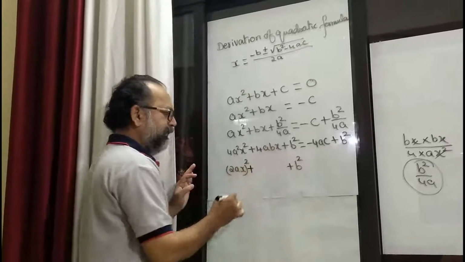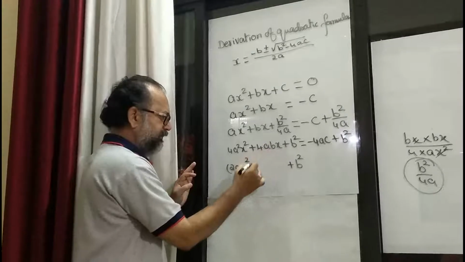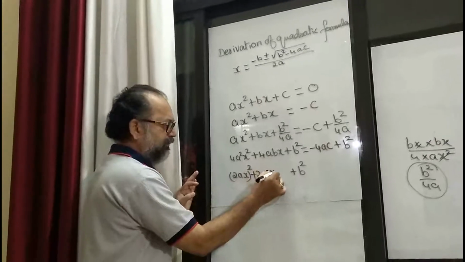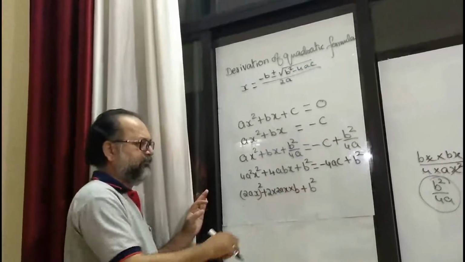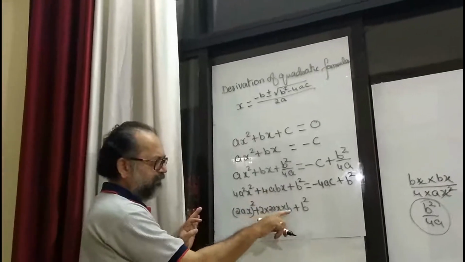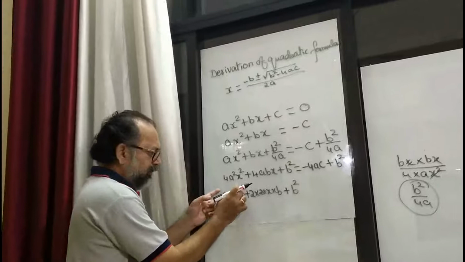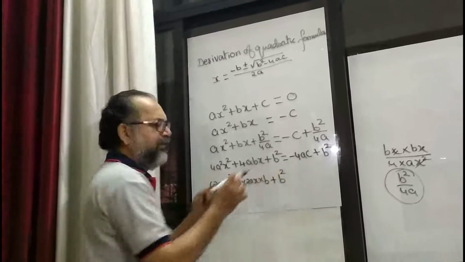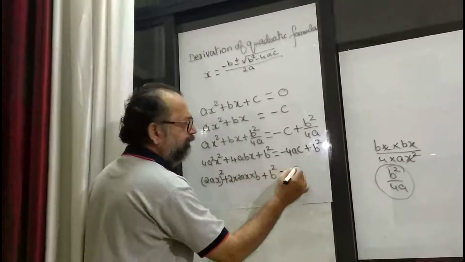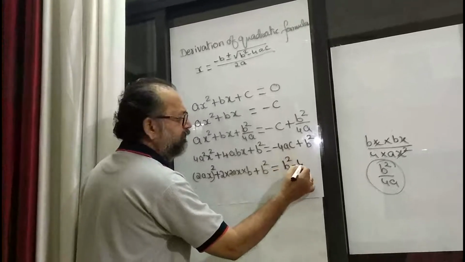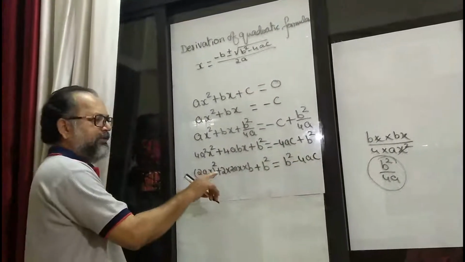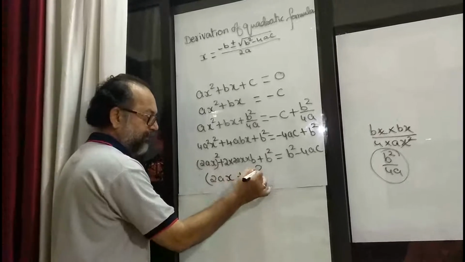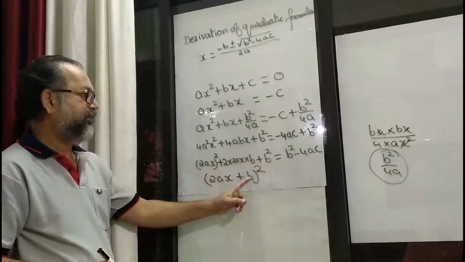And in the middle, I can express this as 2ab, 2 times 2ax multiplied by b. 4abx is same as 2 times 2ax multiplied by b. So this is of the form a square plus 2ab plus b square. Let me rearrange it this way. Now we know this is a perfect square of 2ax plus b. This is 2ax plus b the whole square.